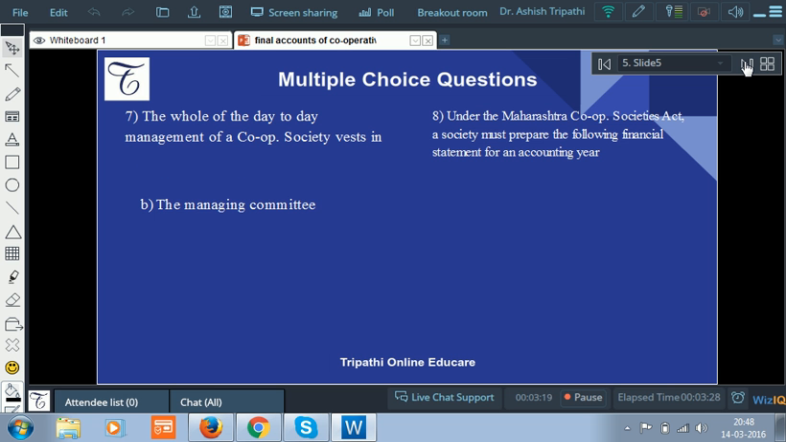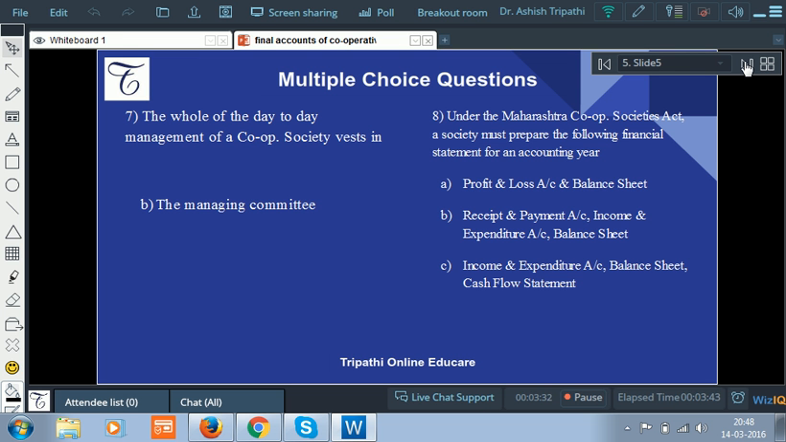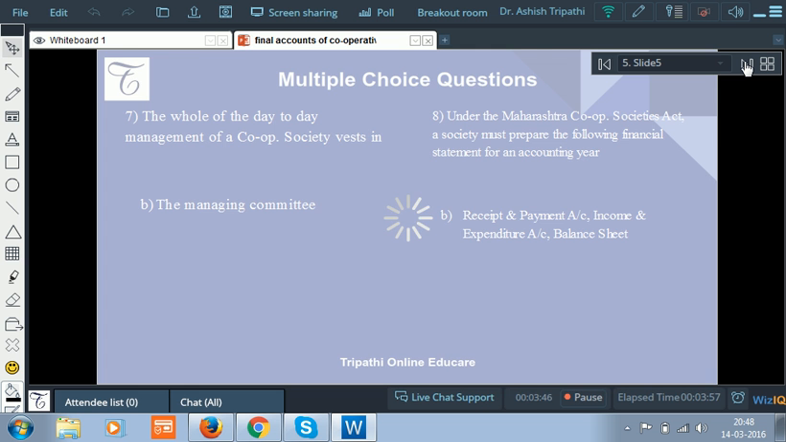Eight, under the Maharashtra Cooperative Society Act, a society must prepare the following financial statements for an accounting year: A. Profit and loss account and balance sheet, B. Receipt and payment account, income and expenditure account, balance sheet, C. Income and expenditure account, balance sheet, cash flow statement, D. None of the above. And the correct answer is B. Receipt and payment account, income and expenditure account, balance sheet.